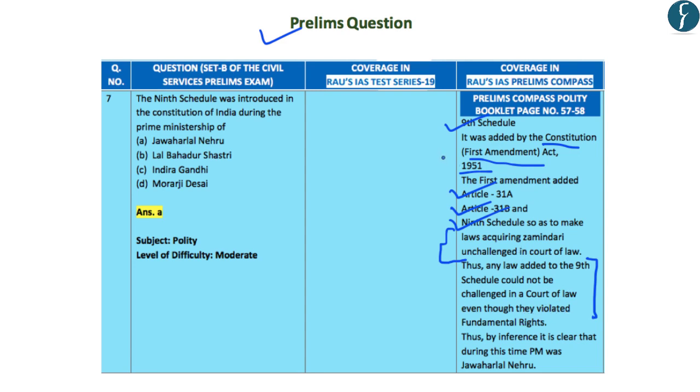Clearly the First Amendment Act was passed in 1951, when India had its first Prime Minister, Jawaharlal Nehru. That is why the correct answer was A. So this was a pretty straightforward and simple question asked in the preliminary examination of 2019. Now after this, let us take up the discussion of today's newspaper.